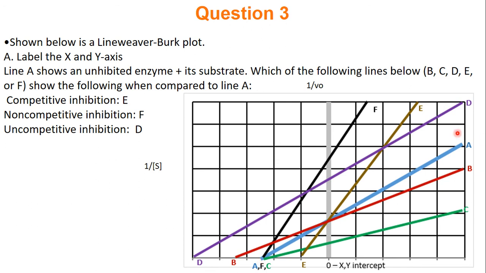Lastly, uncompetitive. You're looking for a parallel line with A, and Vmax also has to decrease. So that means it has to be above our A line again. And we only have one line that meets both of those criteria. D has a lower Km and it's parallel to A. So our uncompetitive inhibitor is D.